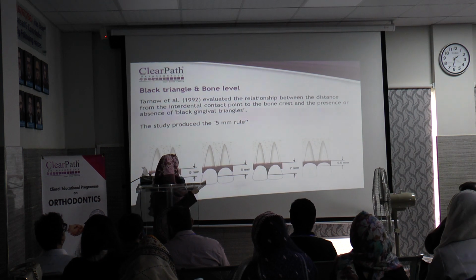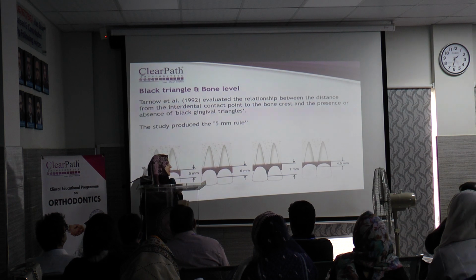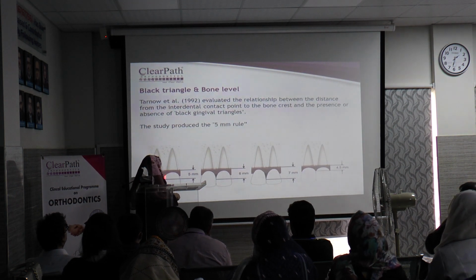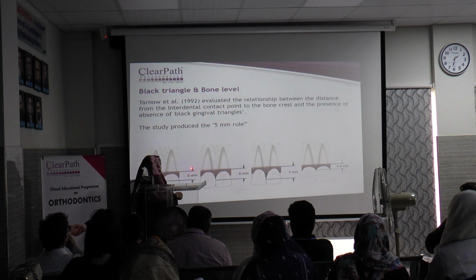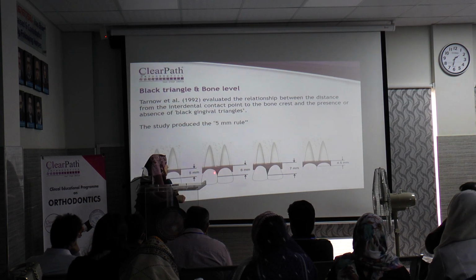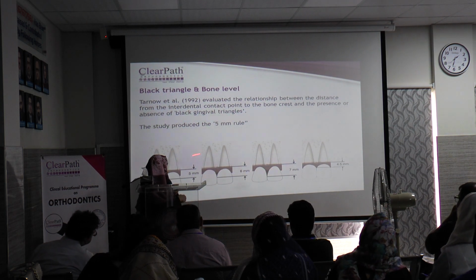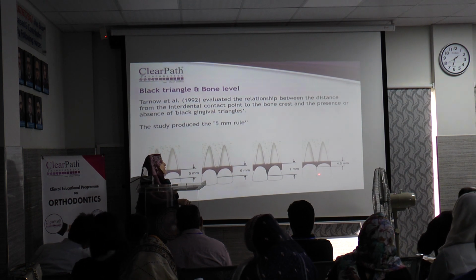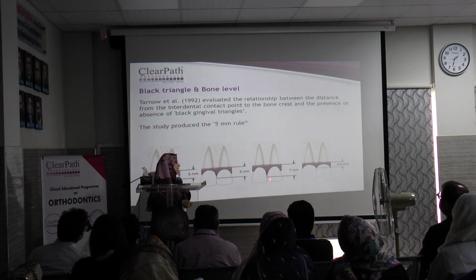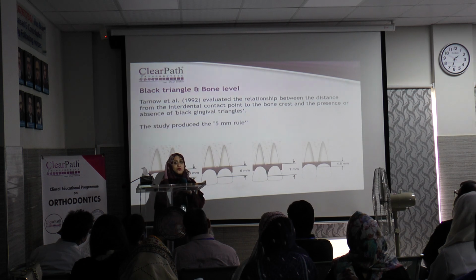Now, Tarnow basically gives this rule. What does he suggest? When the distance from the interdental contact point to the crest of the bone increases beyond 5 millimeters, it results in black triangles. Can you see? At 6 millimeters there is a smaller triangle, at 7 it increases. But up to 5 and 4.5 millimeters, there are no black triangles. So he suggests that the distance from the interdental contact point to the crest of the bone should be up to 5 millimeters.